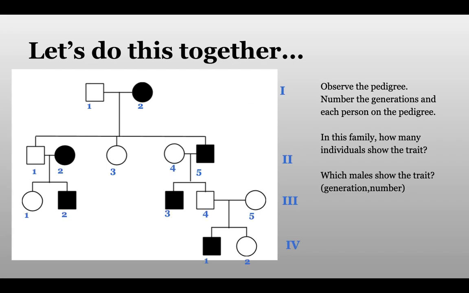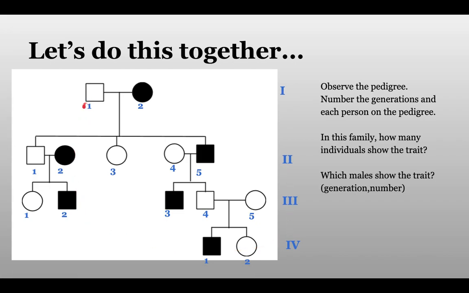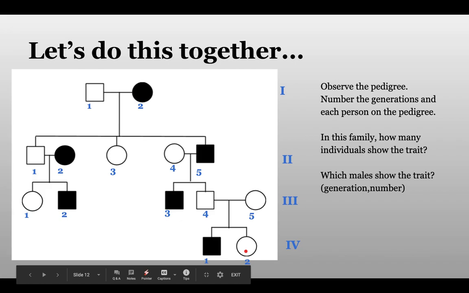Does yours look like this? You should have generations 1, 2, 3, and 4, and then all of these should be numbered, starting over on the left and working your way to the right. Same there, same there, same there.